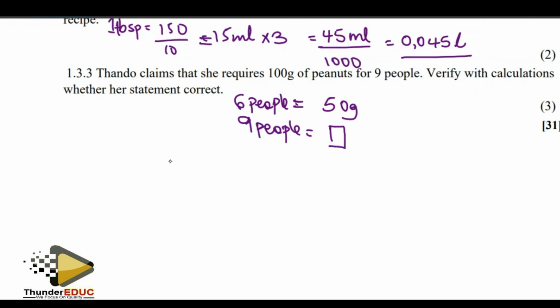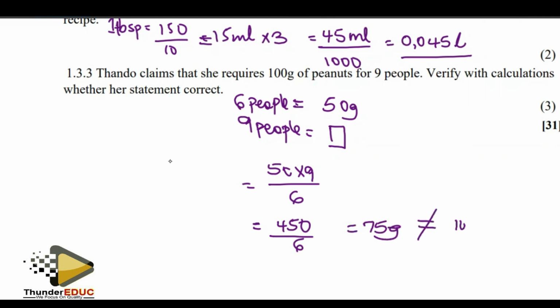All right, this becomes 50 times 9 divided by 6, which becomes, so we need 75. 75 is not the same as 100 grams. So it's invalid.